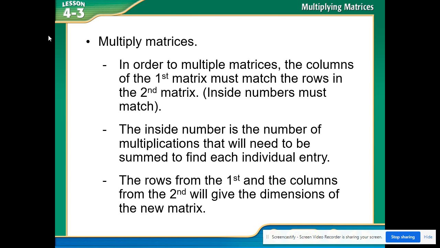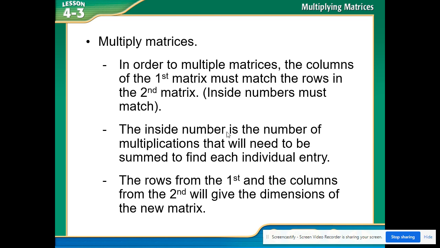So our main concept is multiplying matrices. A couple of things that you need to understand. In order to multiply matrices, the columns of the first matrix must match the rows of the second. In other words, the inside numbers must match. I'm going to talk about that in just a moment when we see our first example, what that means. I know that's probably a little, what is he talking about right now?